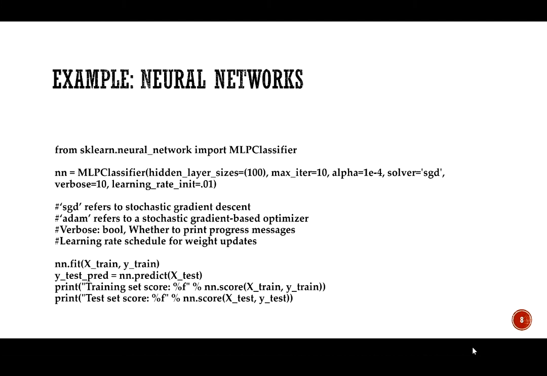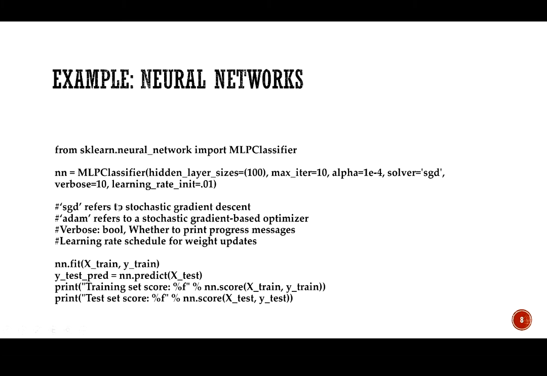There are some options, and you can see a few comments here. SGD refers to a stochastic gradient descent algorithm. Another option can be Adam, which refers to a stochastic gradient based optimizer. Another argument is verbose. So verbose is a Boolean value. It means that whether or not we want to print progress messages. So if you have 10 iterations, you can see 10 messages for each iteration.